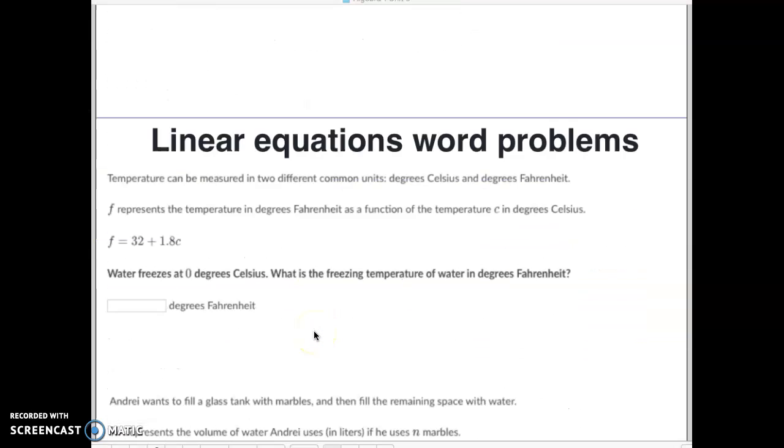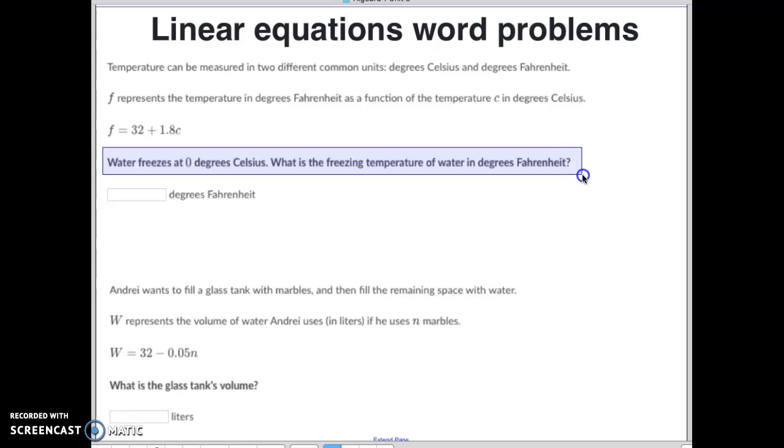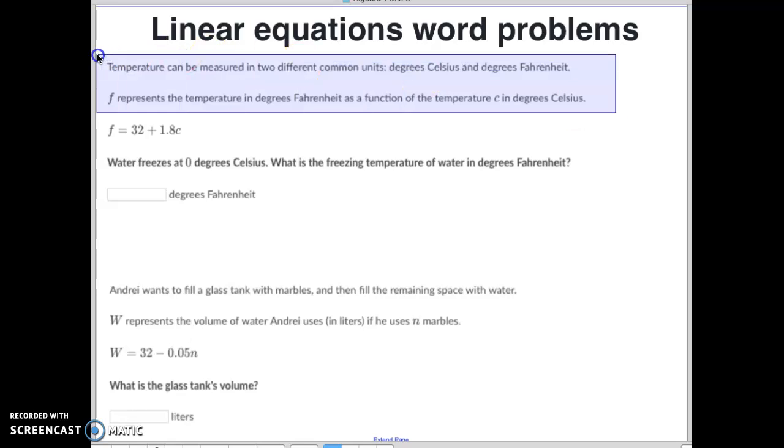All right, moving on, next one, linear equation word problems. Really, this one's not that big of a deal. So on this one, I always like starting with the question first, meaning this bold part. Water freezes at 0 degrees Celsius. What is the temperature in Fahrenheit? I mean, based on that, I don't even need to read this part up here.